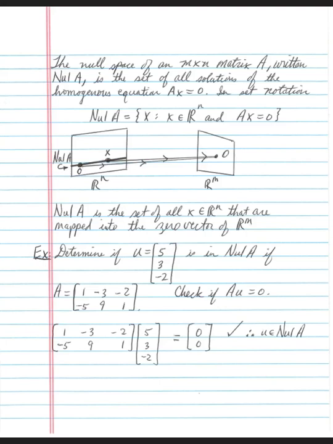The null space of an n by n matrix A, written null A, is the set of all solutions of the homogeneous equation Ax equals 0. Homogeneous and all equal to 0 go hand in hand. In set notation, null A, the null space of matrix A, is any x in Rn, so that'll match the number of columns in matrix A, where the matrix times x is equal to 0. So that's the definition of null space.